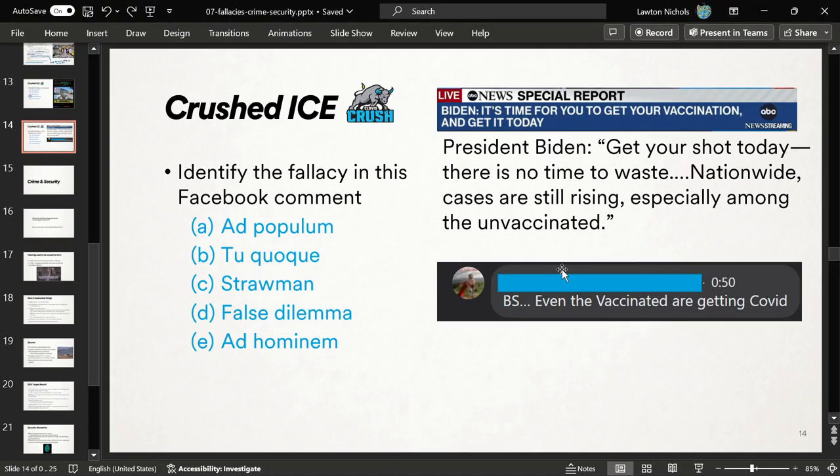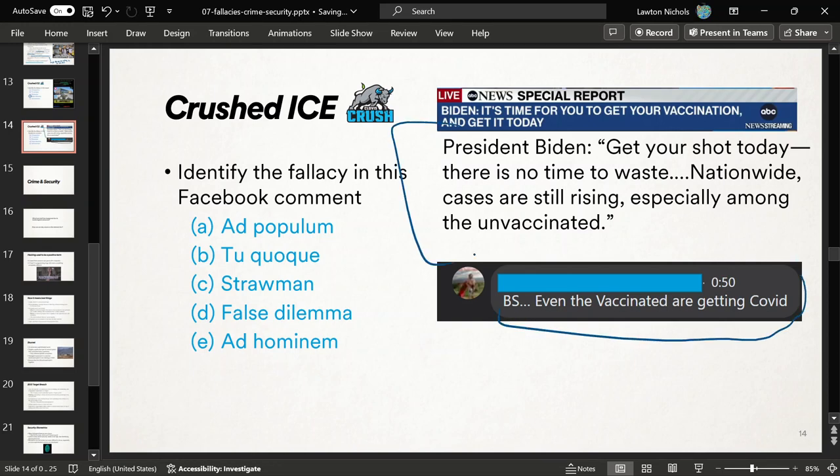So let's take a look at this. I do think that C would be a good answer. I think that's the one that I would pick. And the reason why is this argument is trying to put words in the president's mouth. That's what the straw man fallacy means. It's like, even the vaccinated are getting COVID.